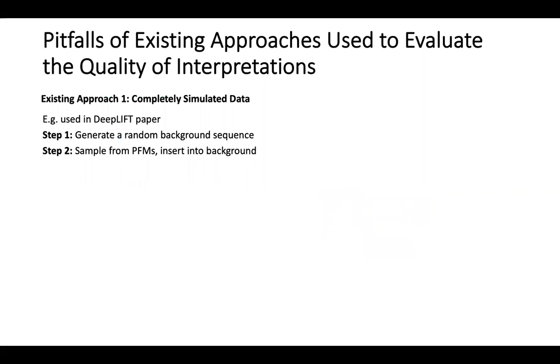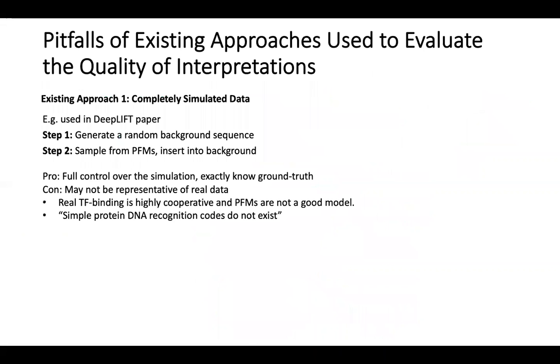In order to evaluate the quality of the interpretations of such models, there are two main approaches that have been used. The first is to create a completely simulated data set by sampling motifs from a position frequency matrix and implant them uniformly into a randomly generated background sequence. In this approach, we have the benefit of being in control of the exact ground truth because we are deciding the motifs and inserting them into known positions in the sequence. However, the problem with this is that these simulated sequences may lack the complexity of real biological data.